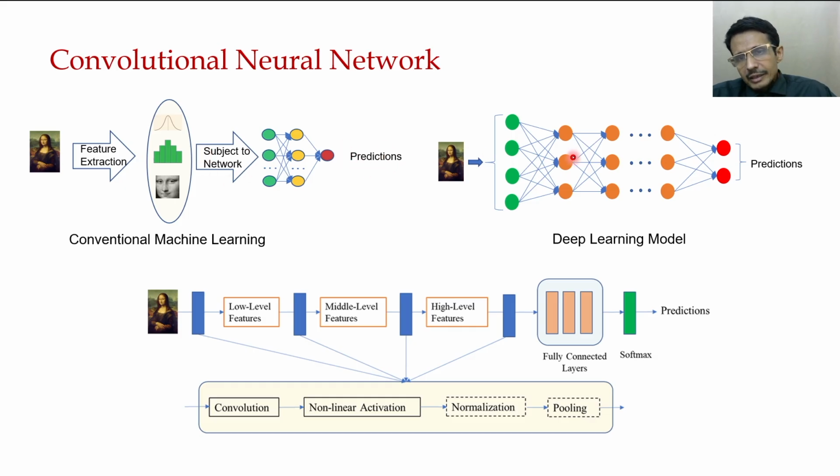Now for our deep learning approach, this image is fed to a single network, and this single network at the same time does the feature extraction and the classification to make the predictions. So a deep learning model is an automatic feature extractor as well as the classifier to make these predictions.